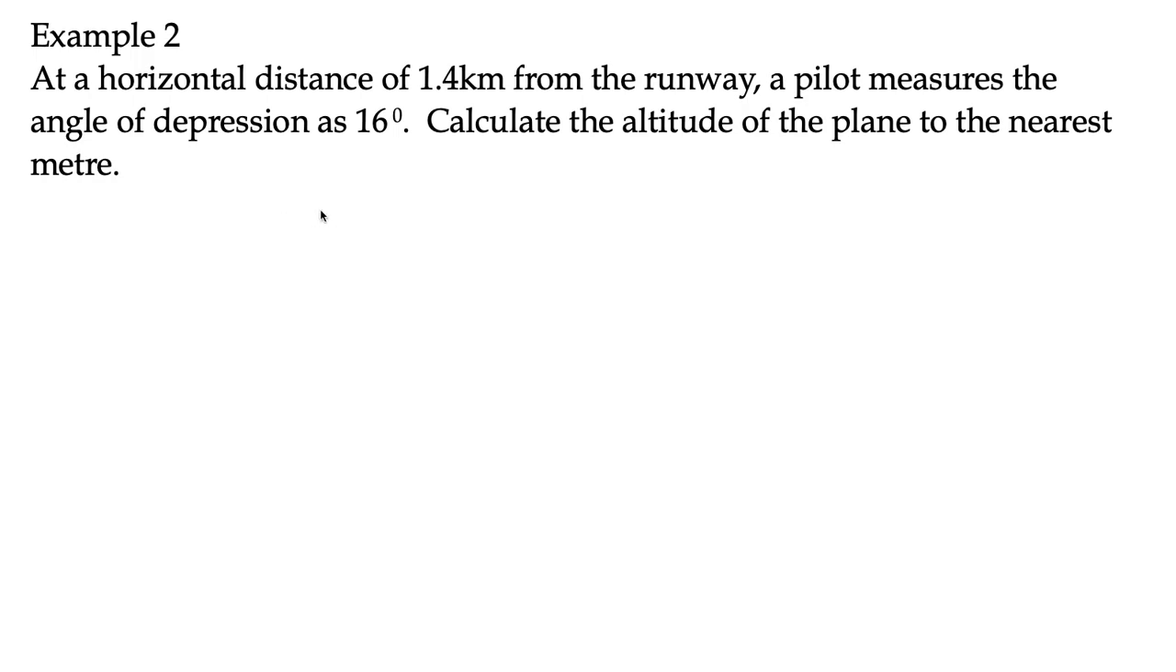At a horizontal distance of 1.4 kilometers from the runway, a pilot measures the angle of depression as 16 degrees. Calculate the altitude of the plane to the nearest meter. Okay, so we've got the angle of depression. Do you see it? So we're going to be going down from the horizontal. We've got altitude, which just means the height of the plane. Of course, height. I'll write that in.